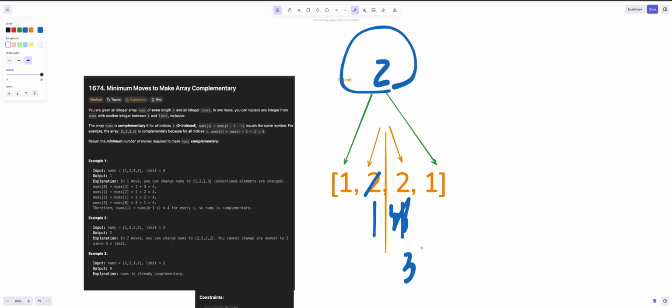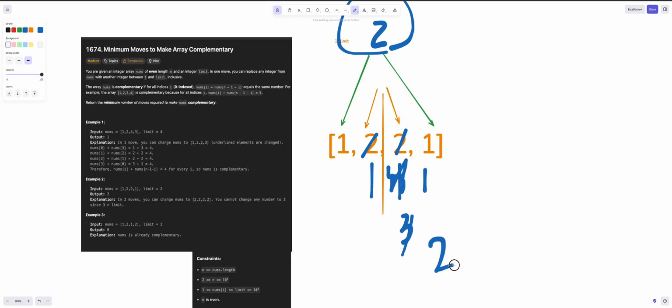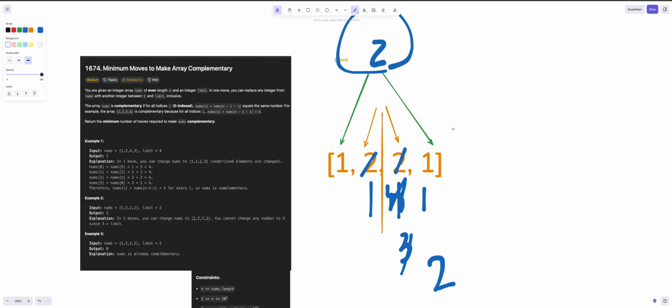But that still has not solved our problem yet. We still need to replace that second 2 with 1, which will make this 1 plus 1 become 2. And that will make our array become complementary, and our minimum number of moves becomes 2 in here. So that is what we take as the minimum for the target with minimum.